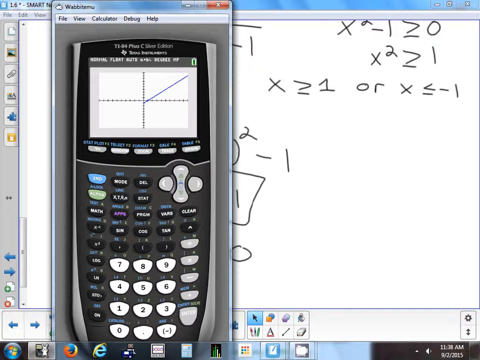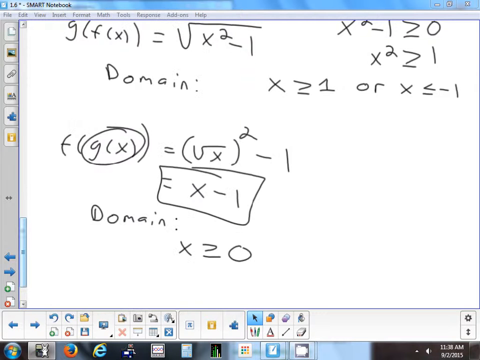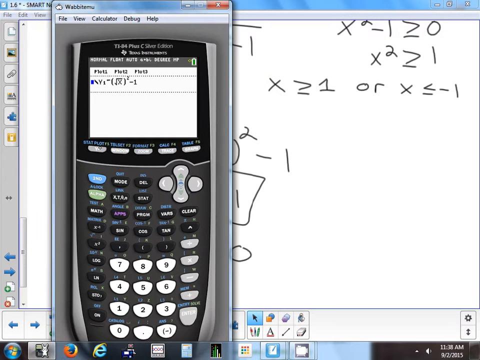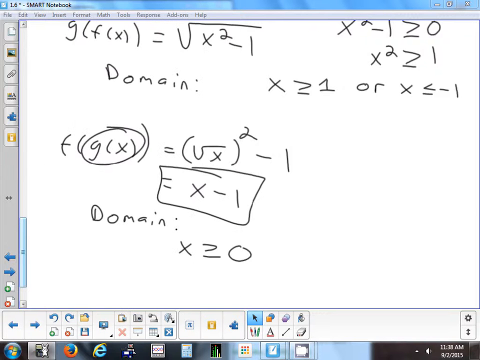Notice where the line starts. It starts at 0. Does it go in the other direction? No, because there's a restriction on the domain from the original function. Now, if you plug in the simplified one, x minus 1, it's going to shade the whole thing. Because now the calculator doesn't know that the square root of x was there originally and got canceled out. So you have to know that. So you always check the domain of the inside first, then check the final one. Okay, questions on that?